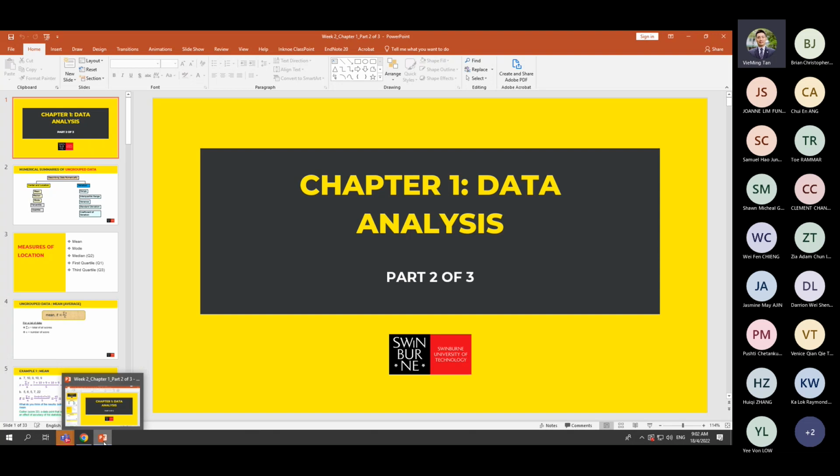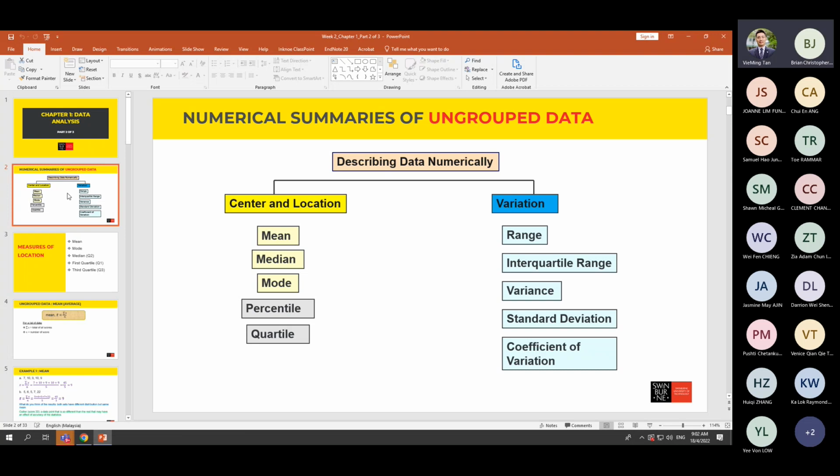So today, we are going to proceed to part 2 of chapter 1, which is on how to analyze the ungrouped data. Ungrouped means raw data. How to analyze those raw data after we have collected them. Generally, we can analyze the data either using the locality measurement, or we can analyze the data in terms of the variation of the data, whether the highest value and the lowest value have a lot of differences, or we can also identify the distribution of the data that we have collected, through the variation measurement such as range, interquartile range, variance, standard deviation, and coefficient of variation.